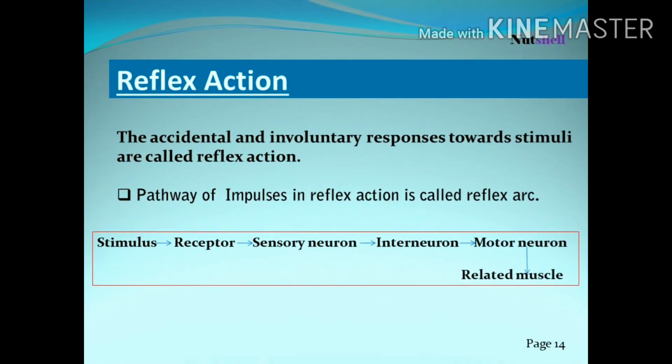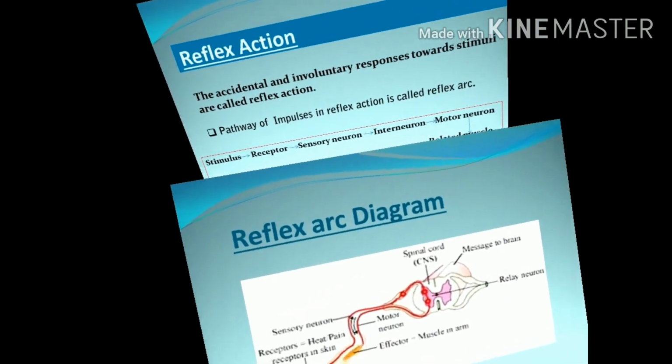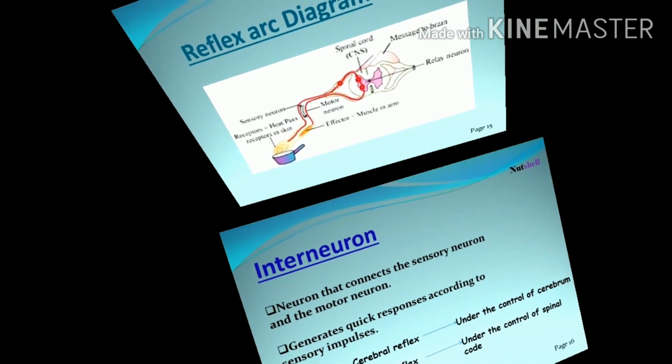Next is reflex action. The accidental and involuntary responses towards a stimulus are called reflex action. The pathway of impulses in reflex action is called reflex arc. Here is a flowchart showing reflex arc. This is the diagram showing reflex arc. Here we can see the receptor, sensory neuron, interneuron, motor neuron, and effector muscle.